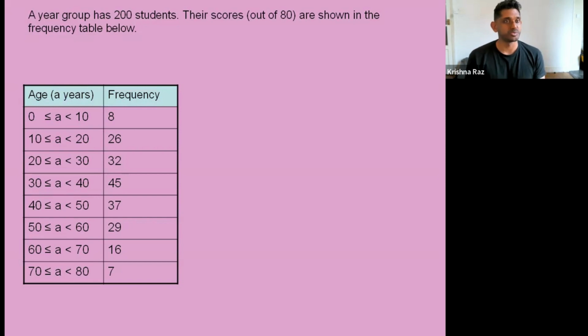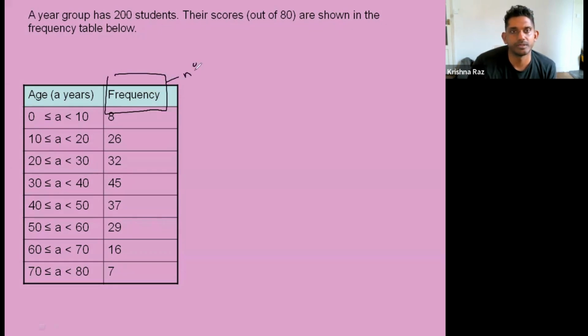So 8 people got between 0 and 10, which isn't too good, all the way up to 7 people getting between 70 and 80. Just to highlight, the frequency tells us the number of people who achieved the score. That just means the number of people. So 8 scored between 0 and 10, 26 between 10 and 20, and so on, up to 16 who got between 60 and 70, and 7 between 70 and 80.